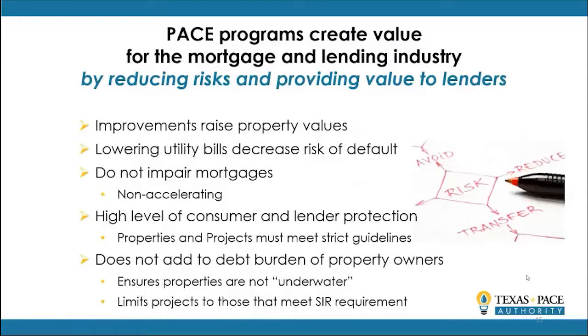Now, the PACE program is structured to reduce risks and provide value to both the owner and the lender. The energy and water improvements improve the property values, and these improvements decrease utility bills, which can help lessen the risk of default. As mentioned, the program is non-accelerating and does not impair mortgages. And there is a high level of consumer and lender protection built into the program through underwriting and technical requirements, which we'll discuss in detail shortly. And this program is structured for the projects to be cash flow positive, and it limits the participating projects to those that meet a positive savings to investment ratio requirement.